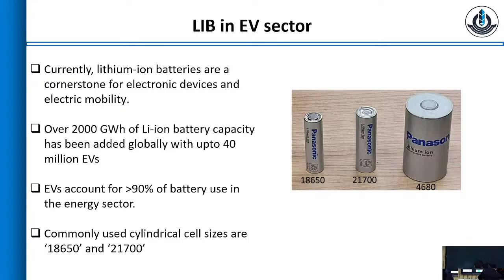So 18 mm diameter and 65 mm is the height of the other cylinders. You can see that 21700 is slightly thicker and slightly larger in length, if you look at these two comparisons. Now these are 4680, so 46 mm diameter and 80 mm length.